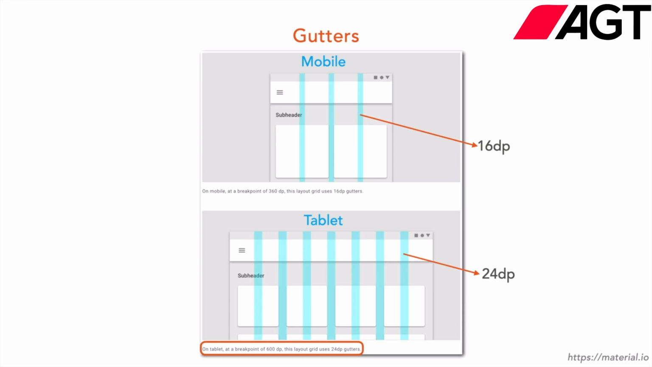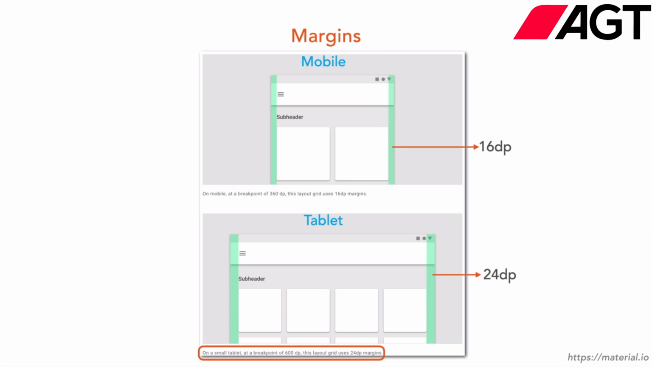And then gutters are nothing but the space between the columns. So this is a 4-column screen, and we have a gutter of 16 dp or 16 logical pixels, whereas on the tablet you have 24 dp gutters, and this is of course at 8 columns. Similarly, margins are the ones at the border of your views, and this margin space, as you can see here, on a 4-column grid you will go with a 16 dp margin, and on a tablet size or a medium size screen it is recommended to have a 24 dp margin.